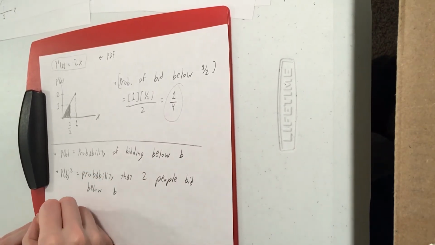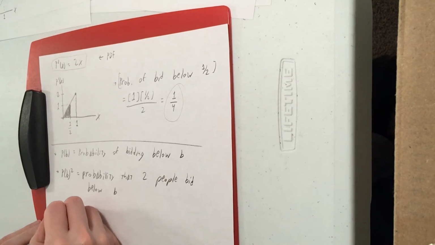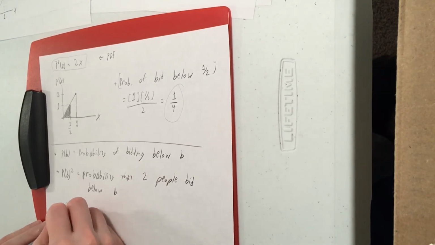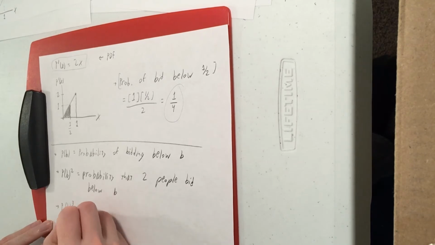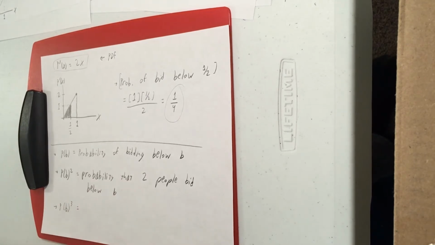So how likely is it that instead you have three people bidding below B? Well, that's going to be P of B cubed. So I pick up my example. There's a probability of half that a person bids below B. Then again, three people bidding below B is going to be half times a half times another half. That's a half cubed, or 1/8.